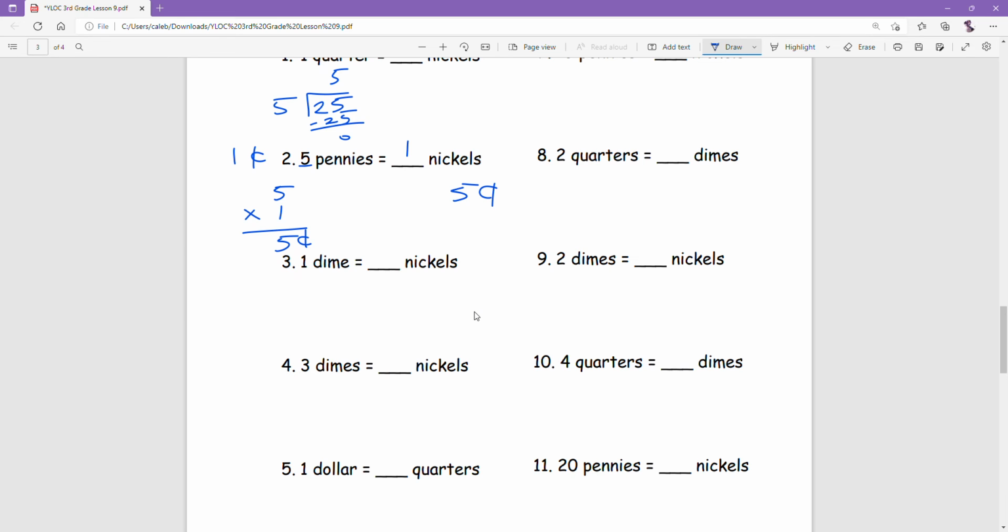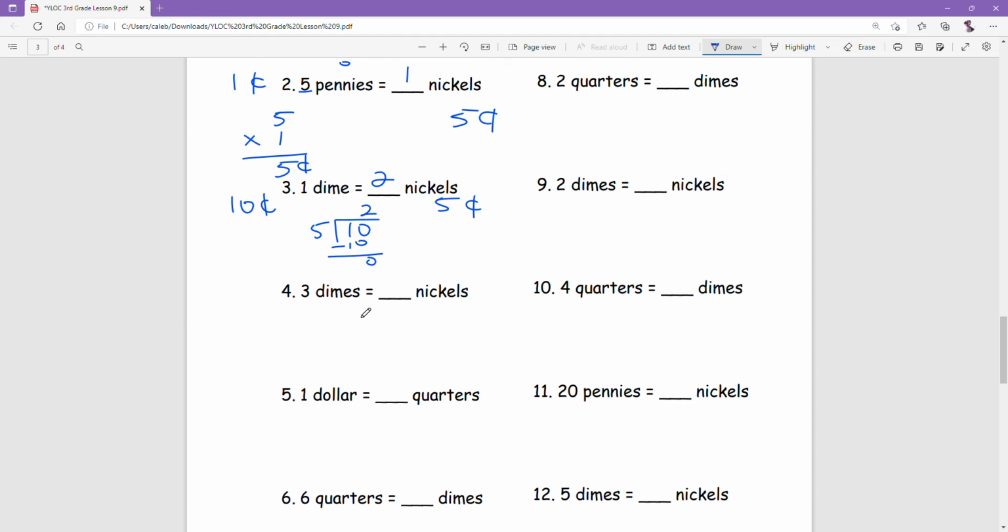For number 3, we have 1 dime equals how many nickels? So 1 dime equals 10 cents, and we know that a nickel equals 5 cents. And so now, like in problem number 1, we're going to divide the dimes by nickels and see how many nickels are in a dime. So 5 can't go into 1, but it can go into 10 twice. And so it's 2 nickels.